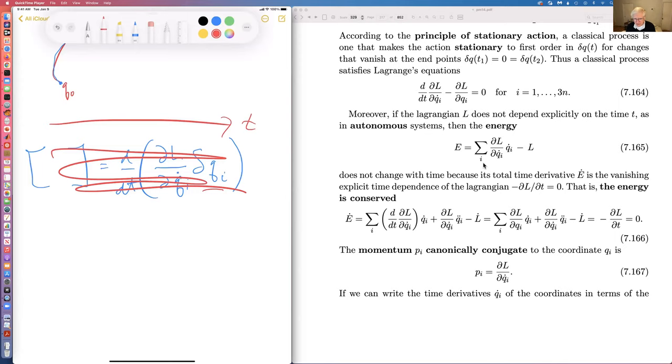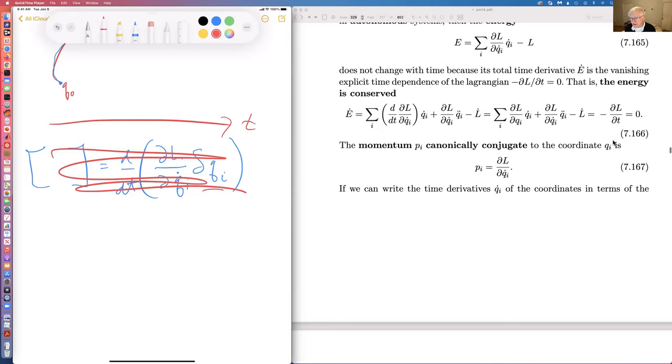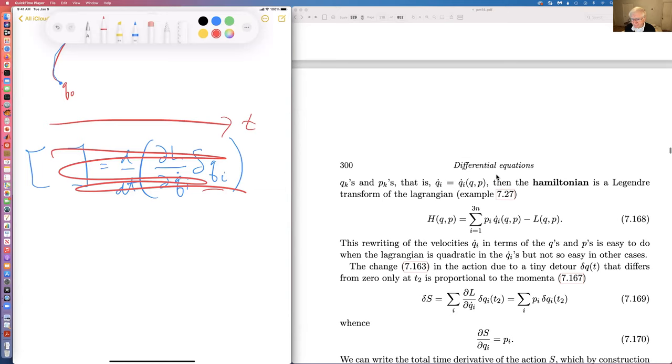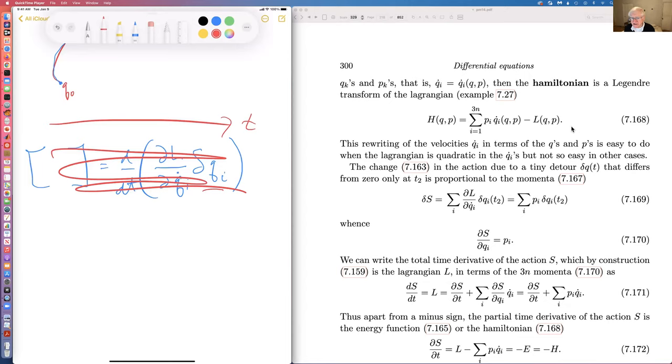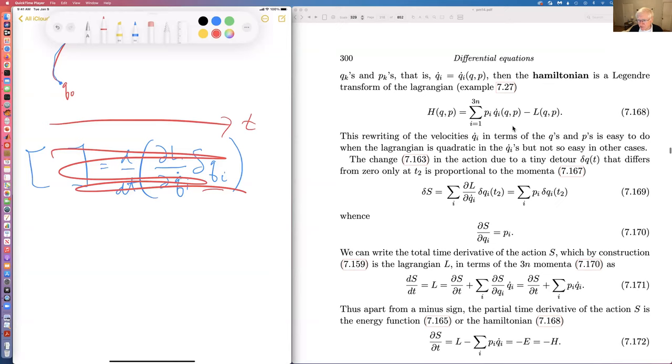The momentum that's canonically conjugate to Q, of course, is this in general, and so the Hamiltonian is then this expression. And again, you have to be able to write the Qi dots as functions of Qs and Ps. Now, in most cases, you can do that very easily.